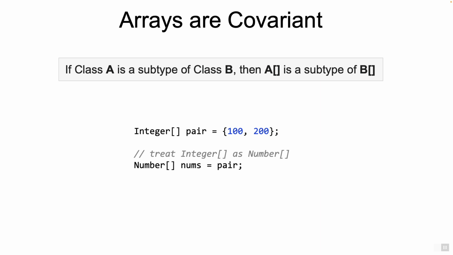Arrays are covariant. Now what does this mean? Sounds scary, but all it means is the following. If class A is a subtype of class B, then array of type A is a subtype of array of type B. The example on the screen shows an Integer array being treated as an array of Numbers. Class Integer extends from class Number, so as per the covariance rule, Integer array extends from Number array, which is why there is no cast when assigning variable pair to variable nums.